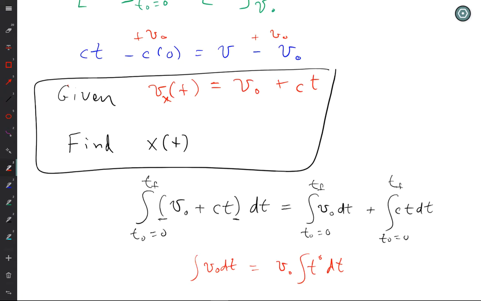And when you're integrating a polynomial, you have the reverse of the rule we had for differentiating a polynomial. When we differentiated, we brought down the power, and then we lowered the power by 1. Now we do it in opposite order and reversed. So now we're going to raise the power by 1. So that would be t to the 0 plus 1, and then divide by the new power.